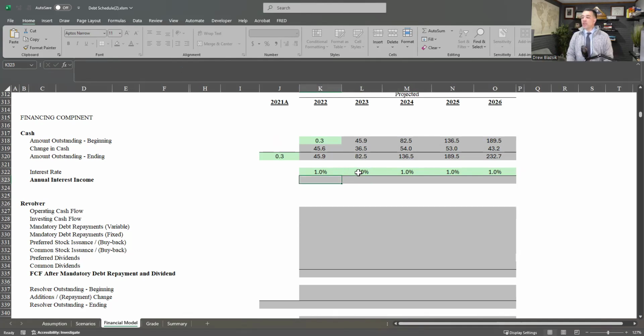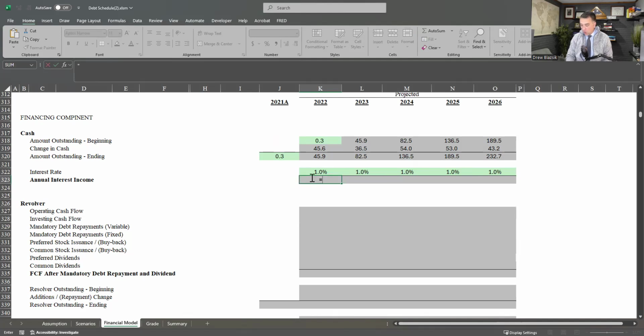Next, we want to find out what is our annual interest income. How much money did we make on interest? And this would be a positive amount. There's two ways of doing it. You could find the average of the beginning and the end. So you would put average of that plus that.